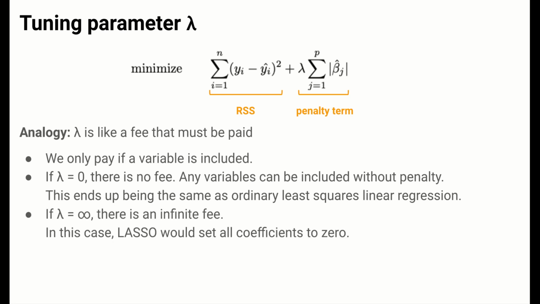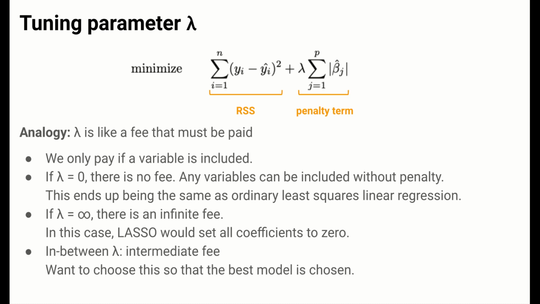On the other hand, if lambda is infinite, then we pay an infinite fee each time a variable is included in the model. To minimize the penalized sum of squared residuals, then, we'd have to not include any variables in the model because even including one would incur an infinite penalty. This is shrinkage to the extreme because all coefficient estimates would be shrunken to 0.